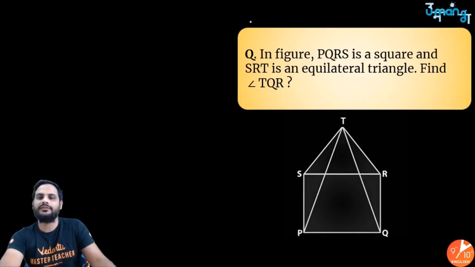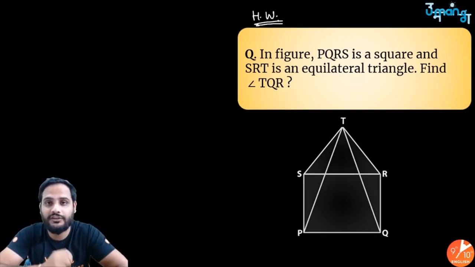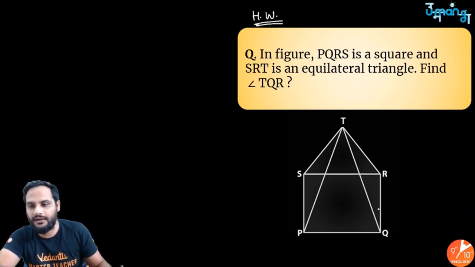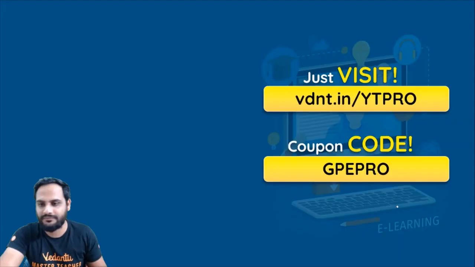Now this is your homework question for this class. Let me see how many of you will be able to solve this question. It is saying PQRS is a square and SRT is an equilateral triangle. Find the value of angle TQR. This angle, what will be the measurement of this angle? Let me know the answer in the comment section.